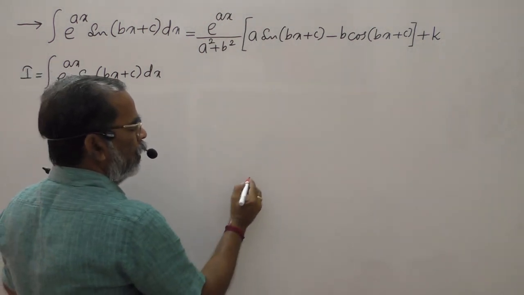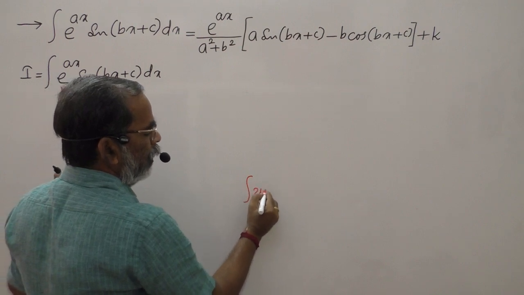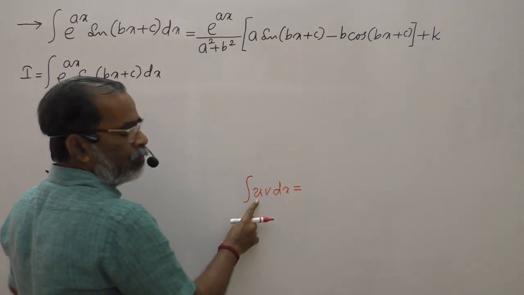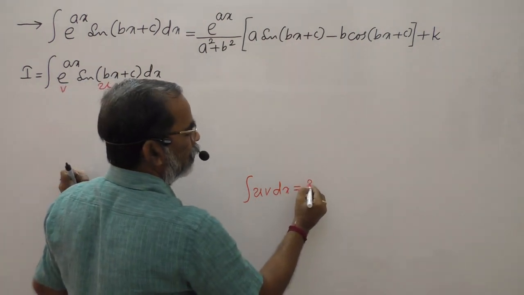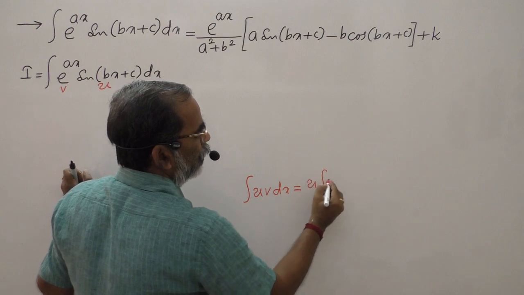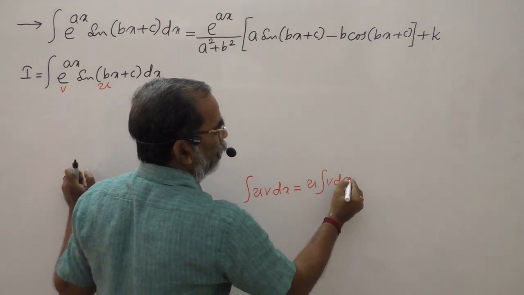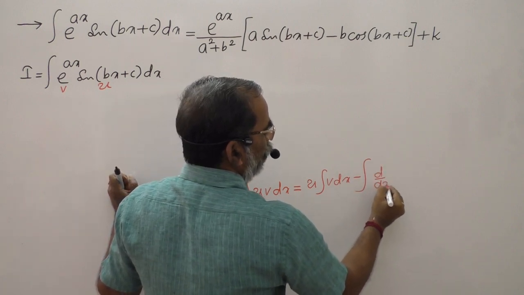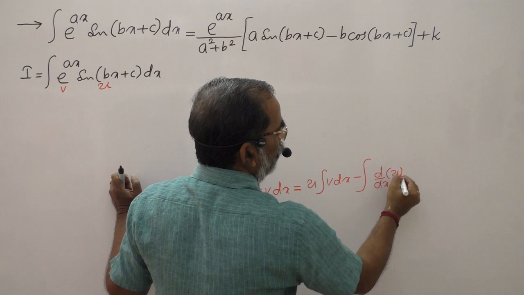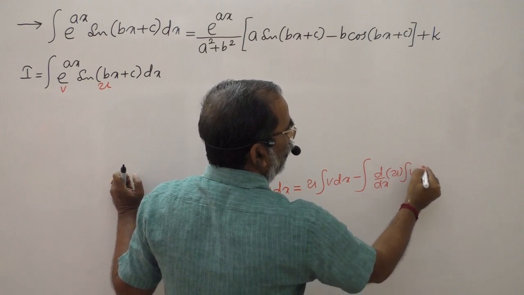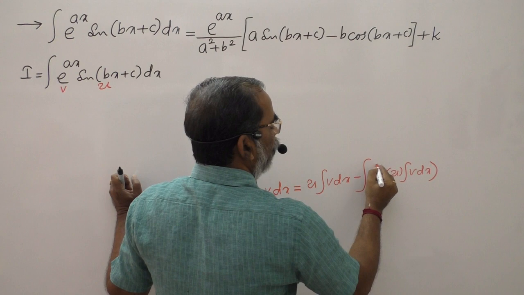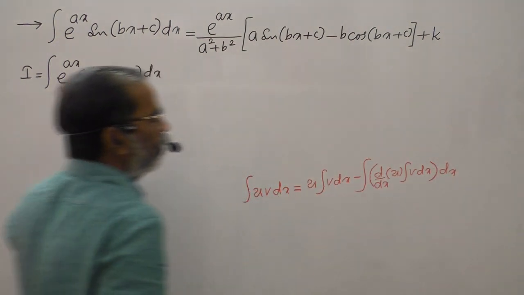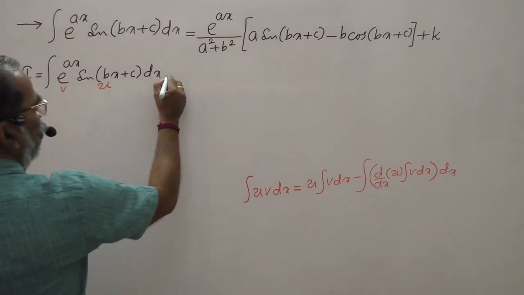What does the rule say? Integration by parts: integral uv dx, where u is the first function and v is the second function, is equal to u into integral v dx minus integral of d by dx of u, the first function, into integral v dx, for the entire product, once again integral. This is the rule. So listen carefully.